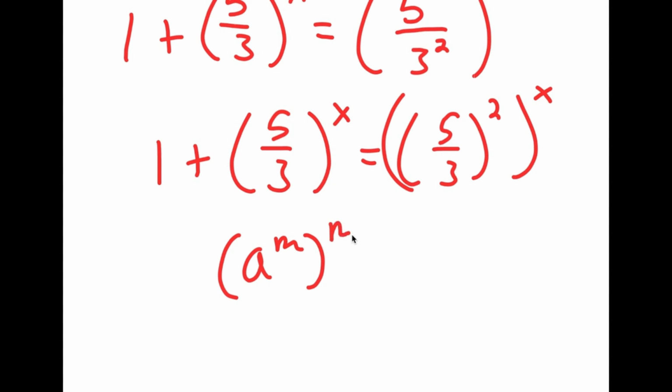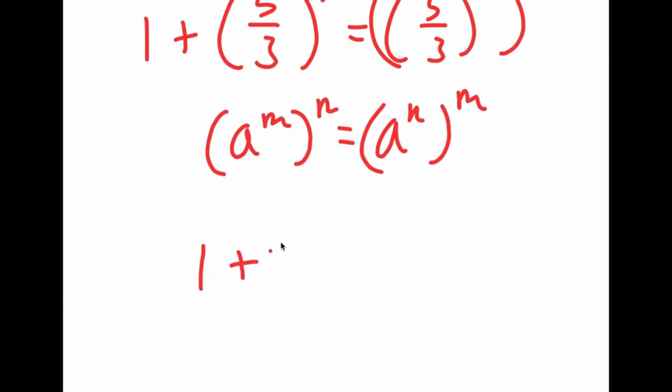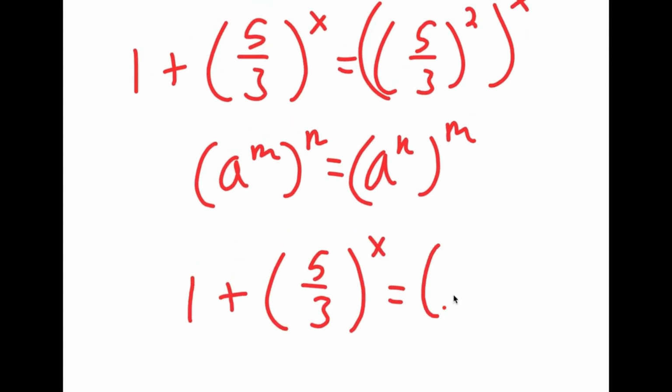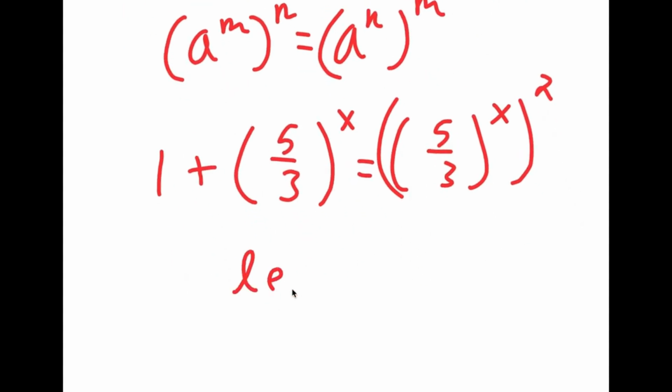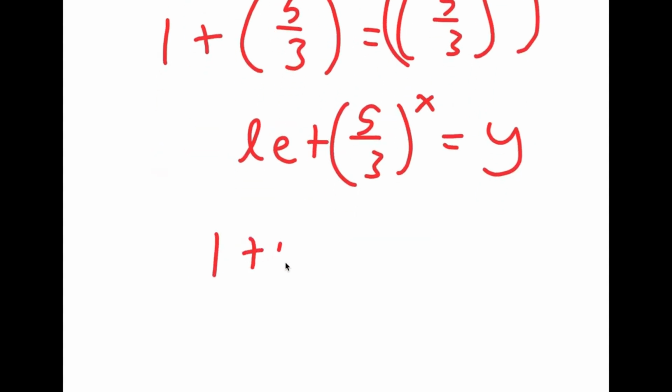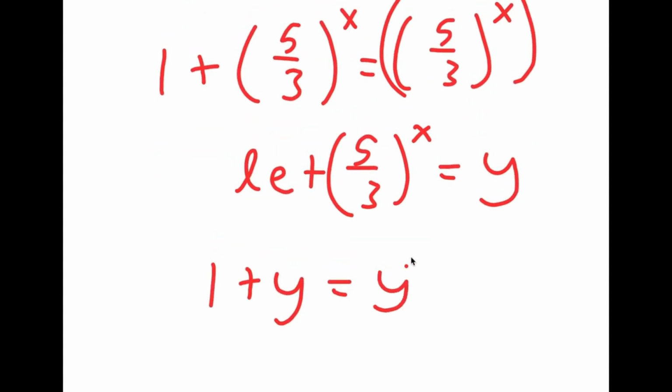Now if I have something in the form a to the power of m to the power of n, same thing as a to the power of n to the power of m. So 5 over 3 squared to the power of x, that's the same thing as 5 over 3 to the power of x squared. Now I'm going to let 5 over 3 to the power of x equal the variable y. So I get 1 plus y is equal to y squared.